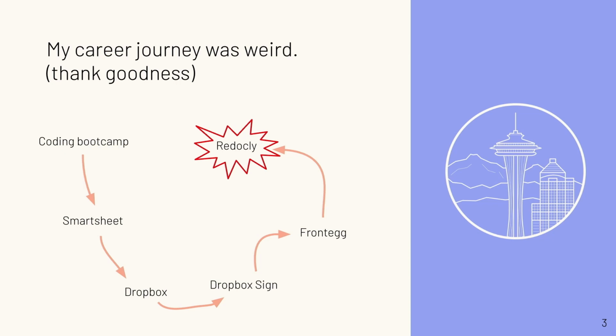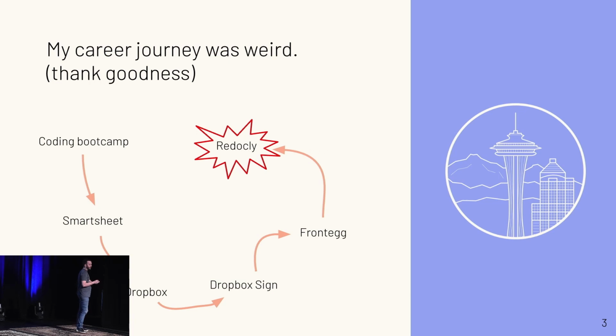Went from there to Dropbox, File Sync and Share API, transitioned to Dropbox Sign, which is an e-signature tool they had acquired, and they had a developer product. They had an e-signature API that developers would pay to use. So that was a big transition. And eventually moved from the marketing team onto the API engineering team to do a big documentation rebuild. And went from there to a company called Frontegg, an authentication platform, and I'm now at Redockley.